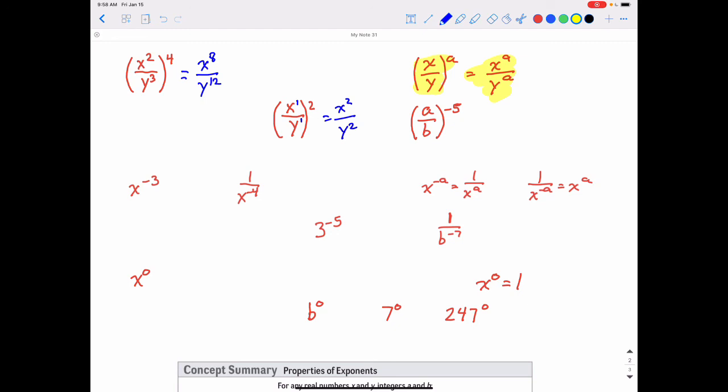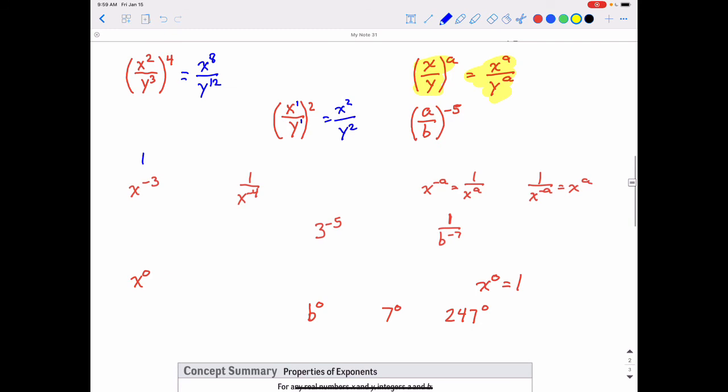And then we have (a over b) to the negative 5 power. Well, how in the world do we deal with negative exponents? So we're going to put that one on hold for just a little bit and talk about how to deal with the negative exponent. If we have x to the negative 3rd power, so I'm back down to here.